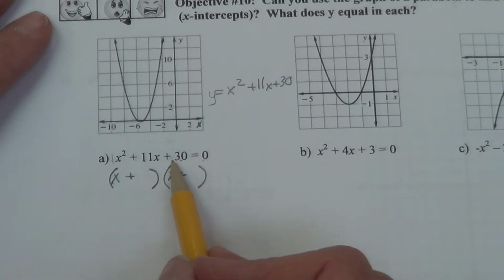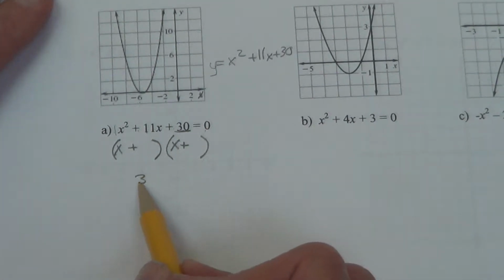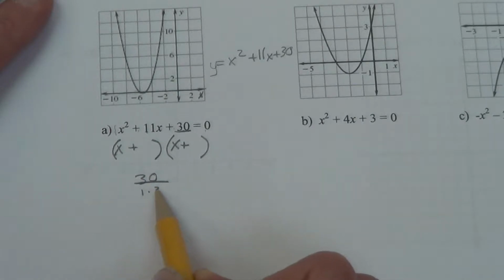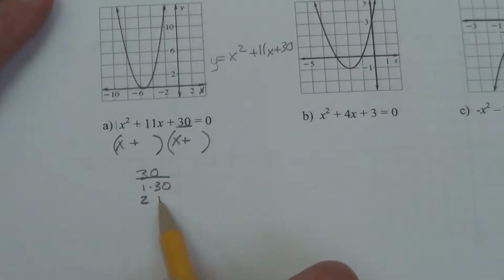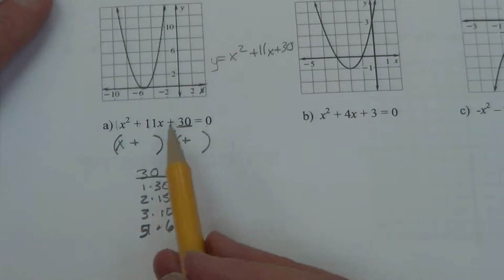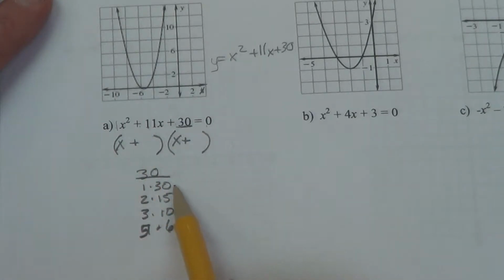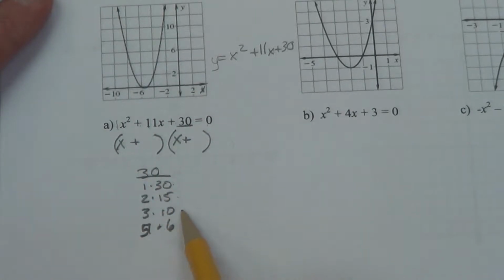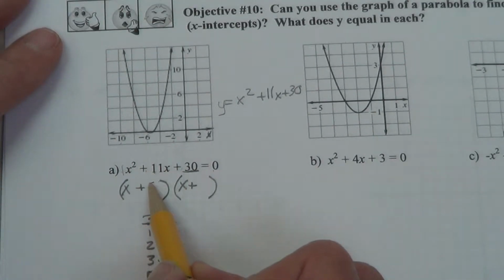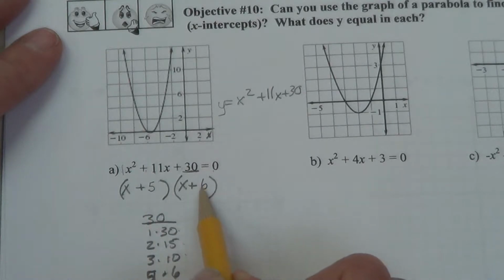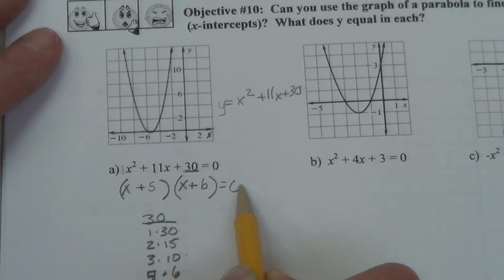Okay, so we think of all the factors of 30. We would have 1 and 30, 2 and 15, 3 and 10, 5 and 6. Those are our factors of 30. Which of those would add up to be 11? 31, 17, 13, 11. So we know that the factors are 5 and 6, so (x + 5)(x + 6) equals 0.